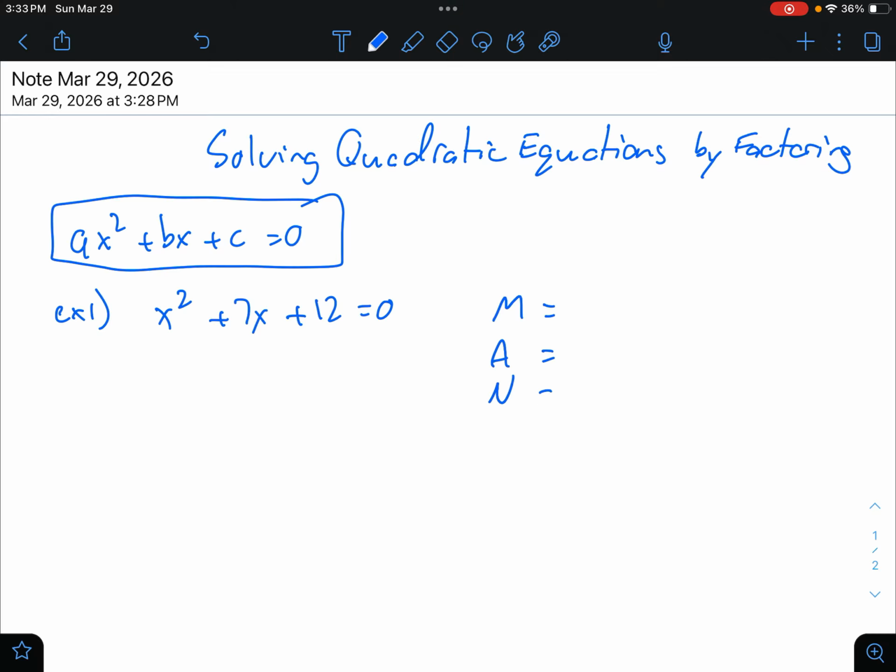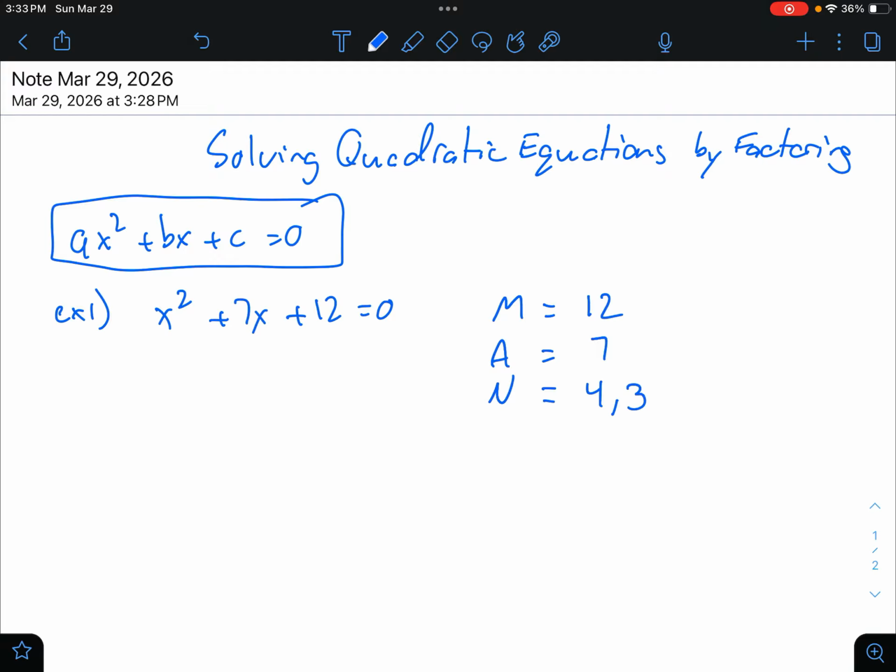This is a simple trinomial. The reason it's a simple trinomial is that the first term is x squared, and the coefficient in front of the x squared is a 1. The man method: M stands for multiply, A stands for add, N stands for numbers. We need two numbers that multiply to 12 and add to 7. You've got to think about your times tables. What two numbers multiply to 12 and add to 7? The numbers are 4 and 3.